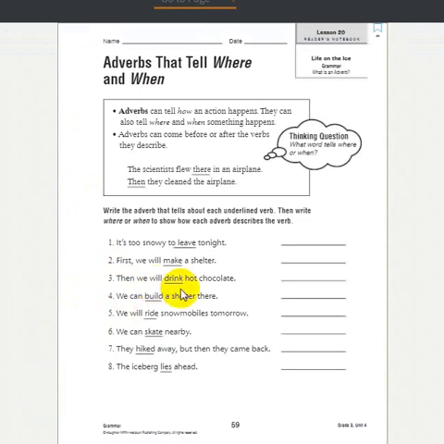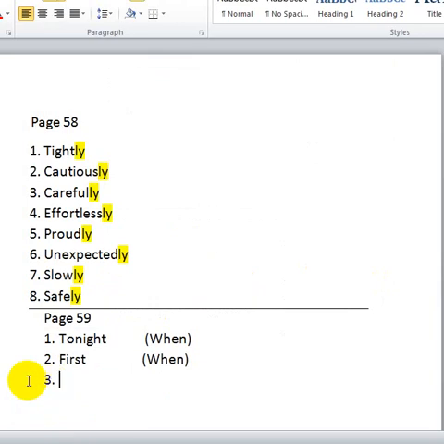Then we will drink hot chocolate. The verb is drink. What's the adverb? Then. Then tells us what? When, right? So we have then, and it tells us when. Great job. Okay, let's go to number 4.